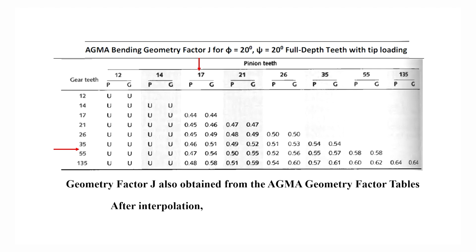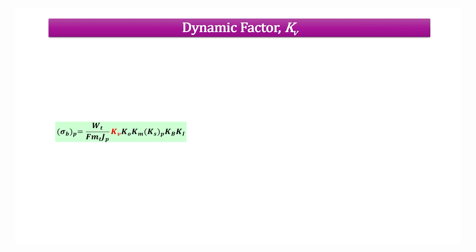This can also be obtained with the help of this AGMA table, where the first column is the gear teeth. The gear teeth for our case is 52, and 52 is not here, so we have to interpolate the values. The number of teeth on the pinion is 17, and corresponding to 52, we will get the J for the pinion and J for the gear. By interpolation, we got JP as 0.429 and JG as 0.29.